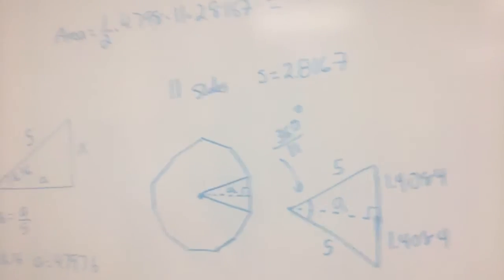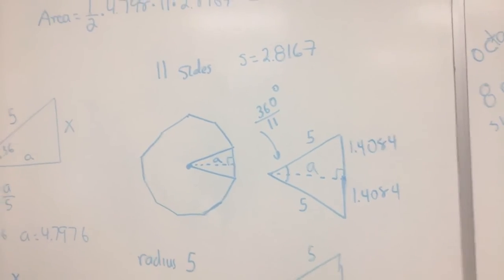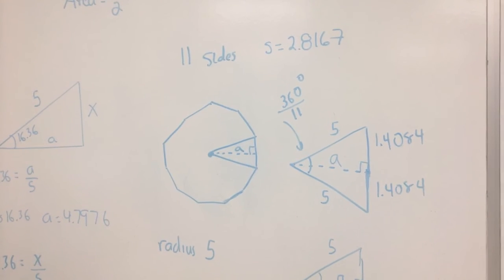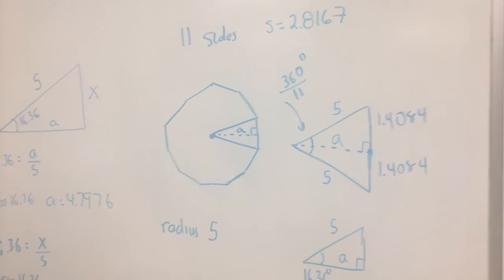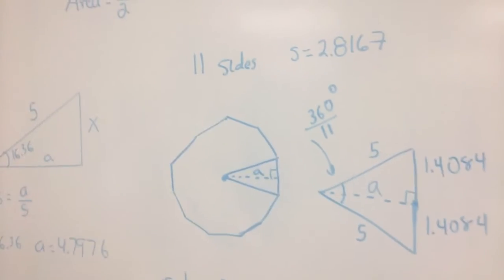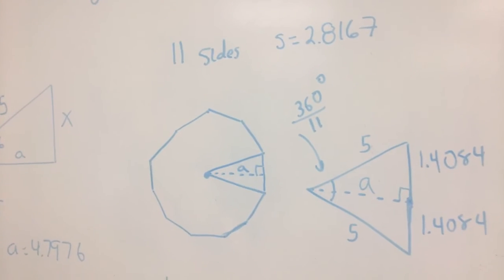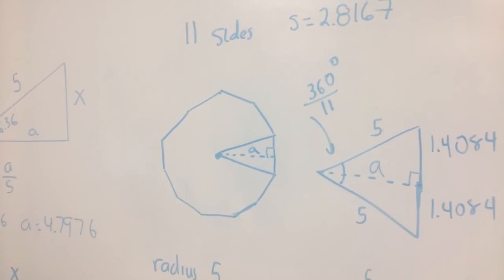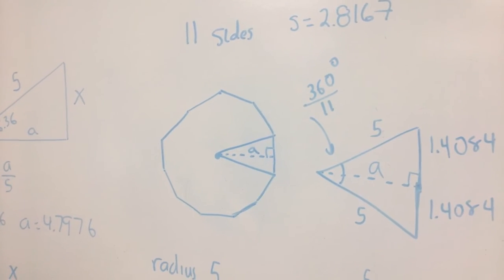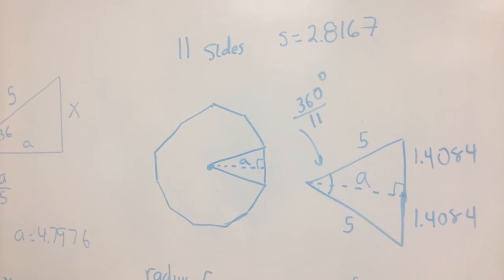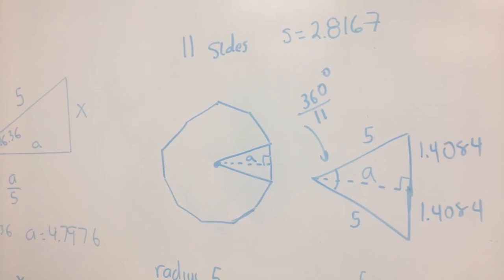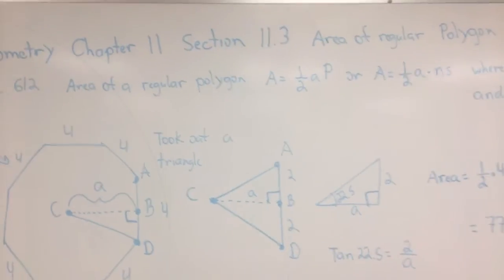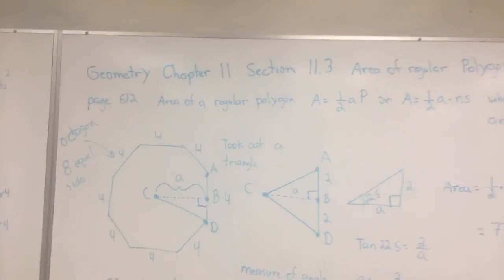Now, that's how to find the area of a regular polygon, okay? Now, if you can find the area of one of the little triangles out of that, now you can start to see how I can play games with that too, okay? How much of the polygon do I want? Okay, that's a brief little recap on chapter 11, section 11.3.